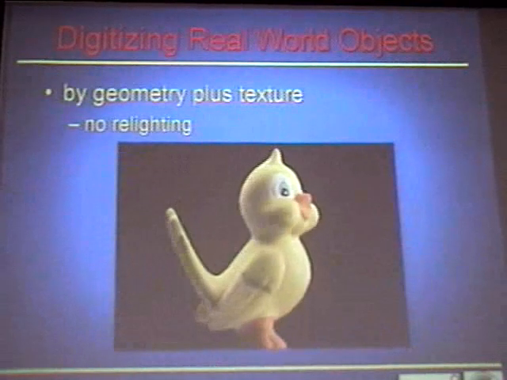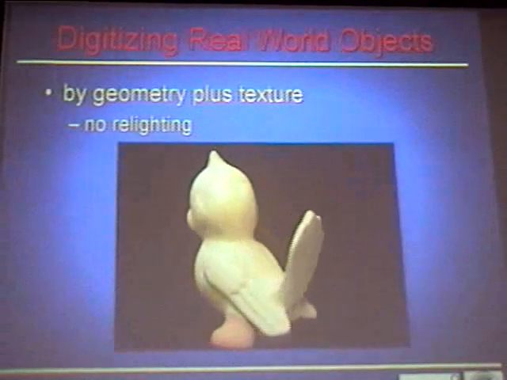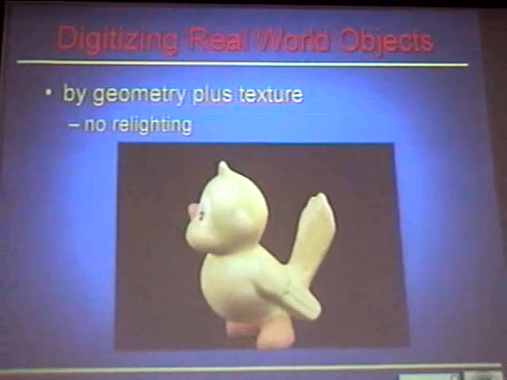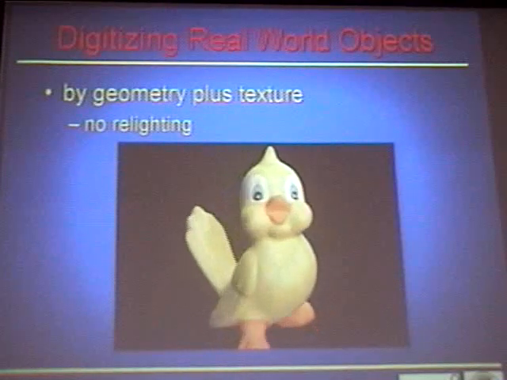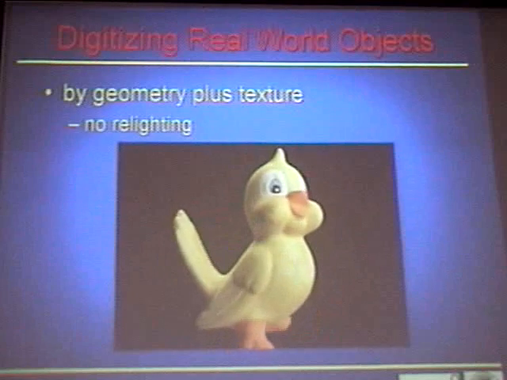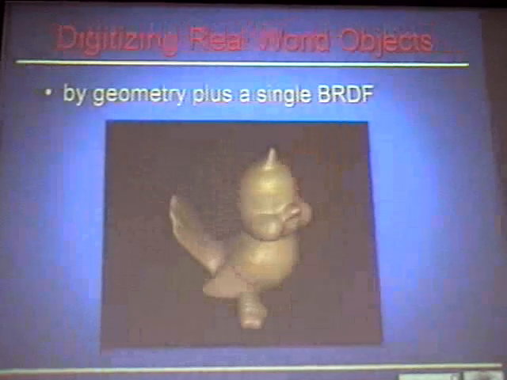Here we have geometry plus texture, which gives you a fairly good impression of the object, but you're not able to change the lighting conditions. As soon as you would want to change the lighting conditions, you would get a different object, and this would not be captured by the representation that we have up to now.